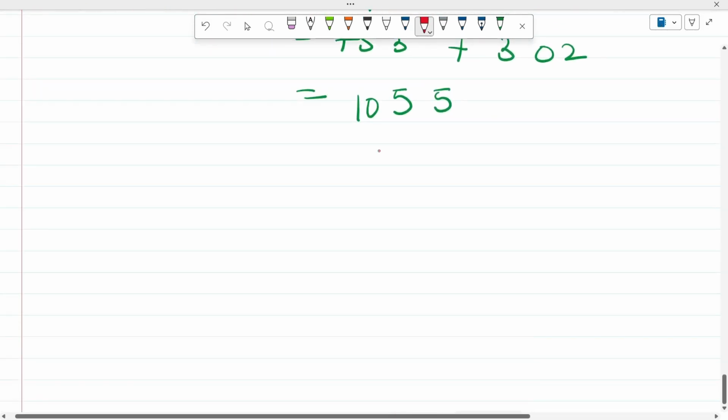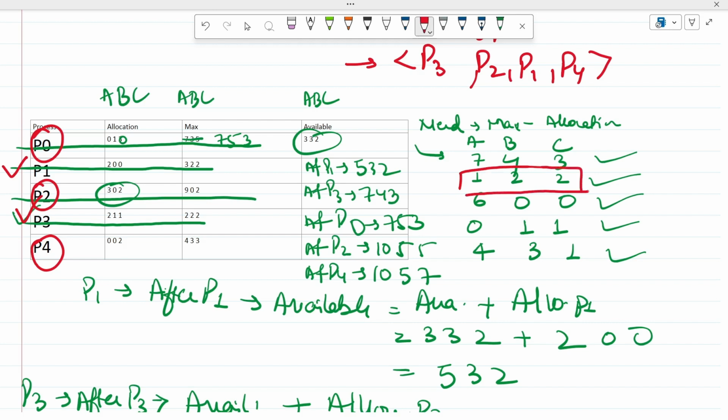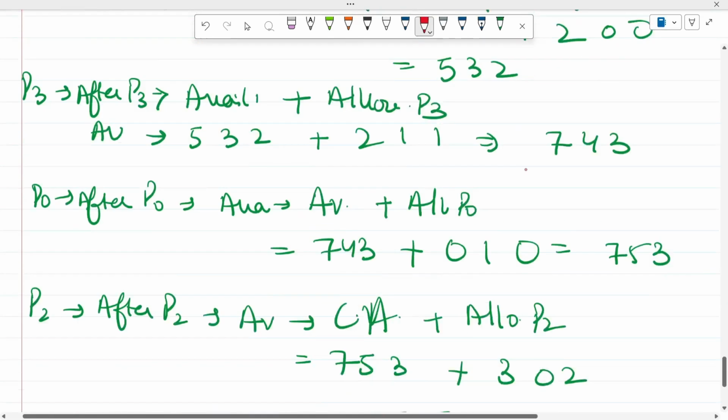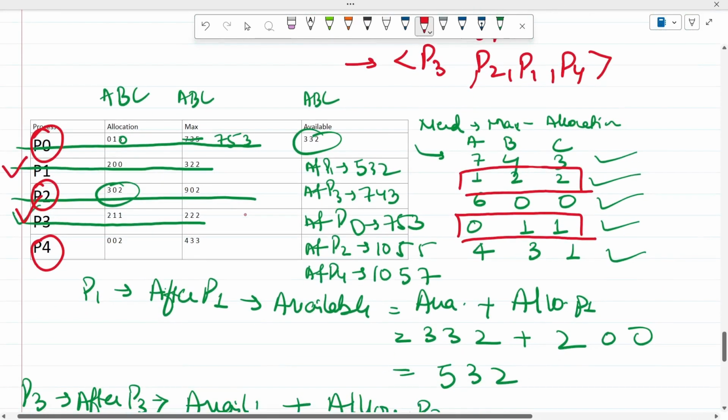Now, let's calculate that. First of all, we can go with either P1 or P3. Because we have 332 resource, we can satisfy P1 at the very starting point, and we can satisfy P3 as well. It means we have two choices initially: either we go with P1 and then P3, or I go with P3 and then P1. You can go to either side. After that, we have three choices: P0, P2, P4.